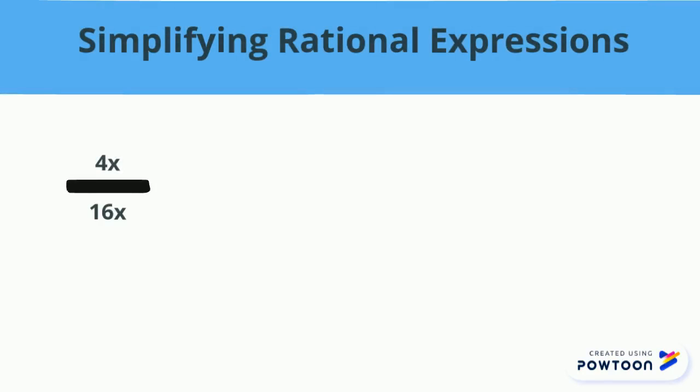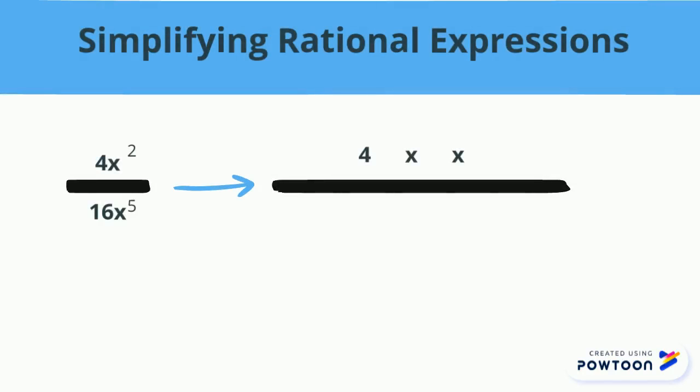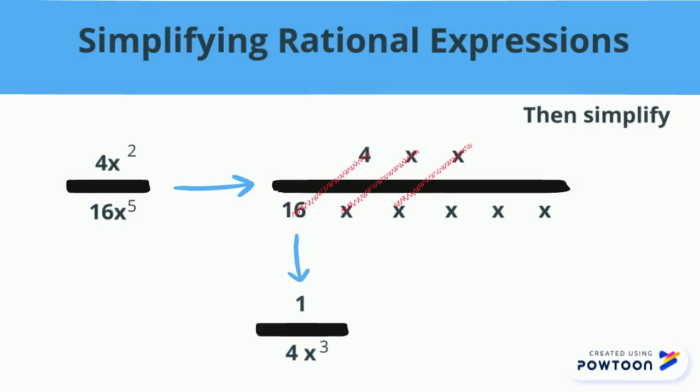Now, simplifying rational expressions. Take 4x squared over 16x to the fifth and lay them out. Cross out the x's if you are given them, and then simplify 4 and 16. You're left with 1 over 4x cubed. This is just the easiest way to solve this.